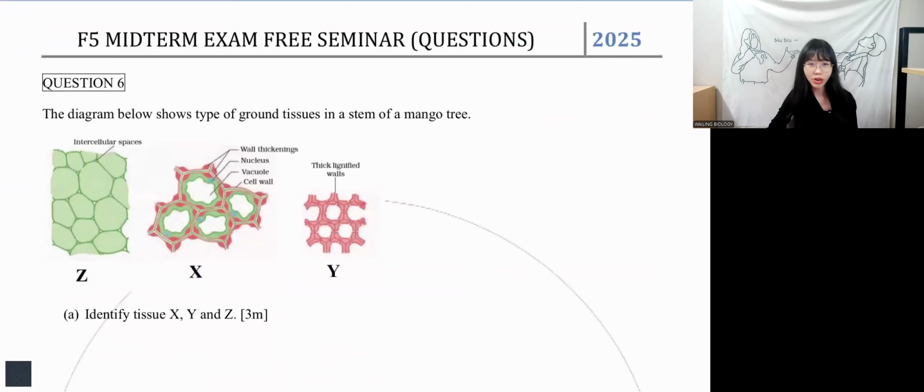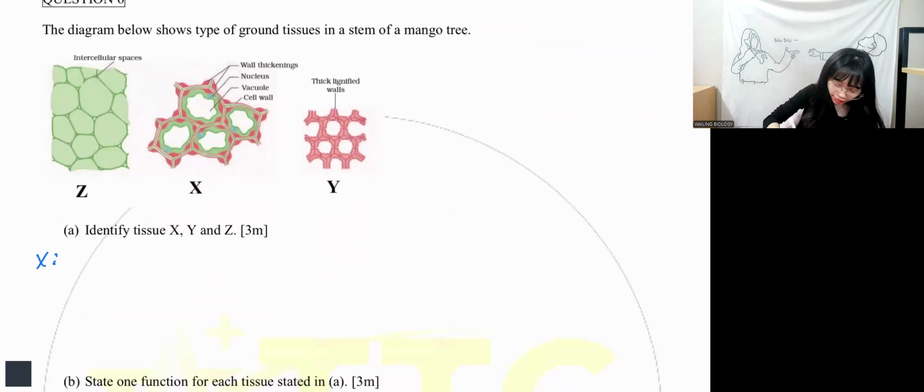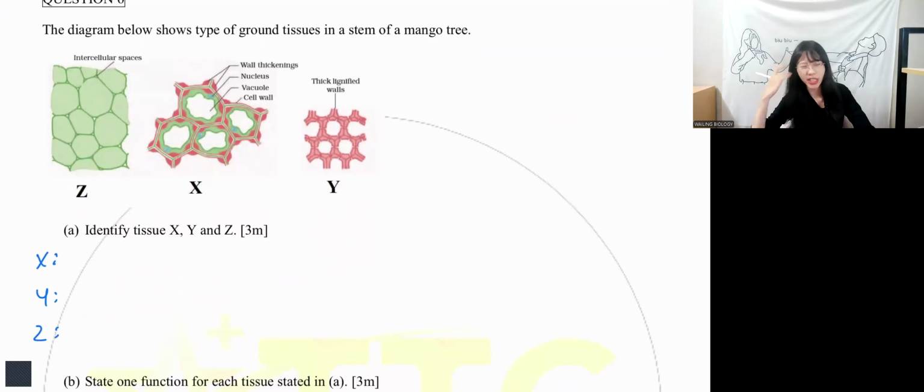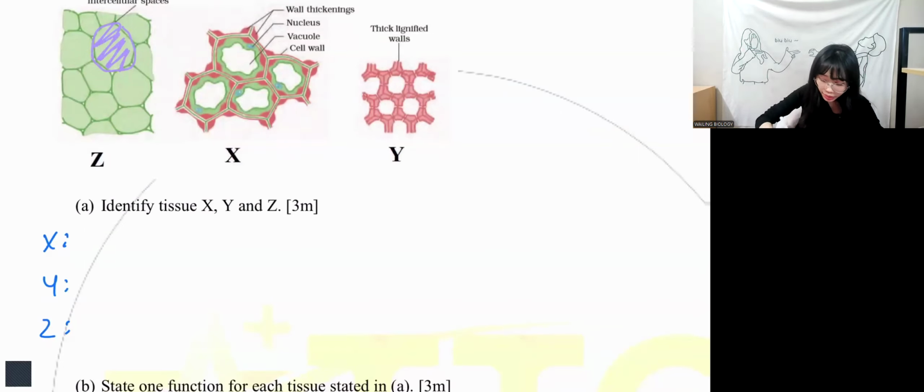The diagram below shows a type of ground tissue on the stem of a mangrove tree. Identify tissue X, Y, Z. Okay, we will only label this question here. I only want to teach you how to identify this tissue diagram. First, we look at Z. Z has the thinnest cell wall, largest vacuole, and is the most irregular in size compared to the rest. They have the largest space, right? This space here is the vacuole. If they have a thin cell wall and large vacuole, the Z has to be a parenchyma tissue.